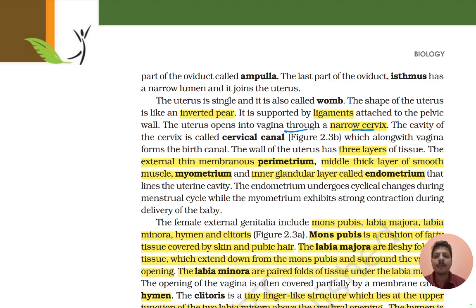The cavity of the cervix is called the cervical canal, which along with the vagina forms the birth canal. The wall of the uterus has three layers of tissue: the external thin perimetrium, the middle thick smooth muscle myometrium, and the inner glandular layer endometrium that lines the uterine cavity. Here one more point is given. The endometrium undergoes cyclical changes during the menstrual cycle, while the myometrium exhibits strong contraction during the delivery of the baby.